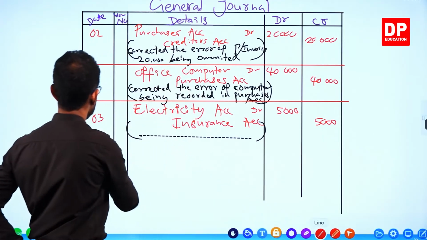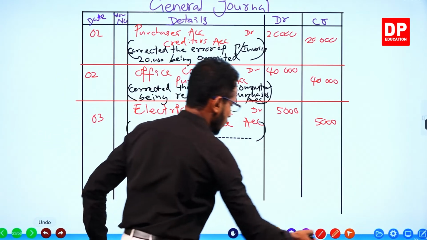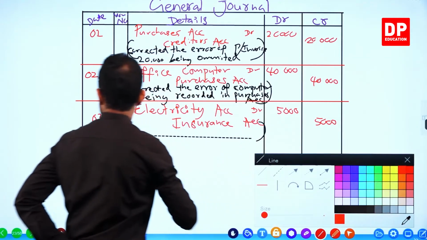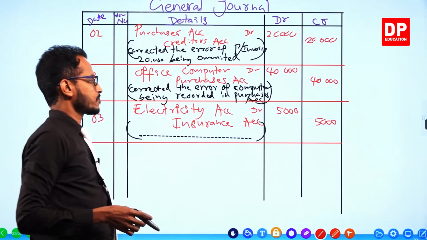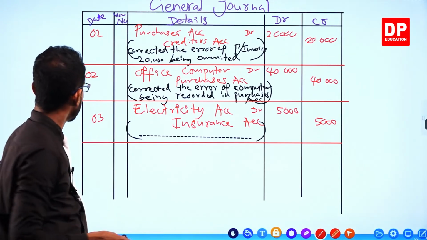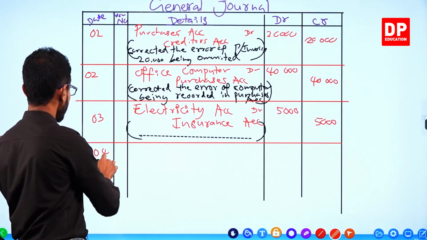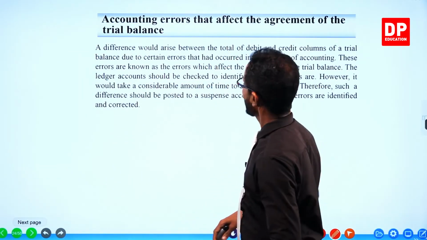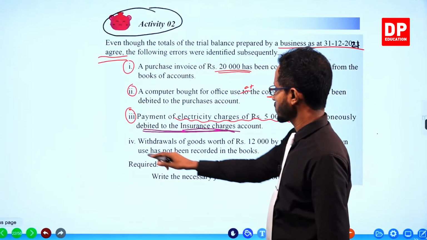Moving on to the fourth. We are moving on to the fourth. Fourth error. Let's see fourth error. Fourth error, this one.